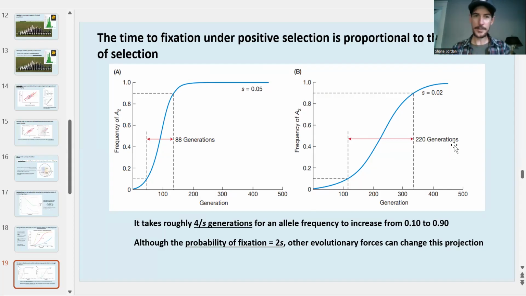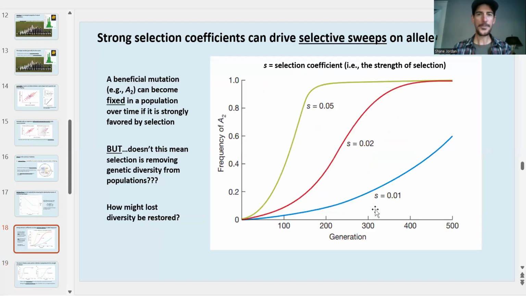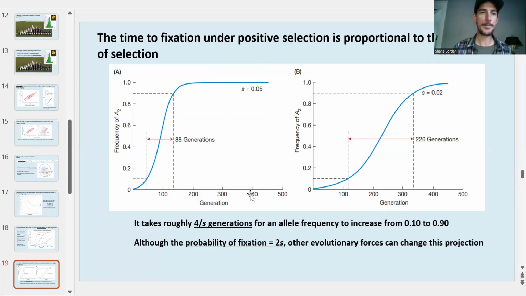So this is not a whole lot different than what we see with our selective sweeps. The strength of selection matters, and it directly influences the amount of time it takes for a beneficial mutation to spread within populations. There are some statistical ways we can look at this.